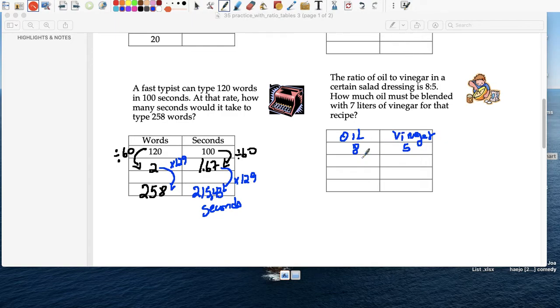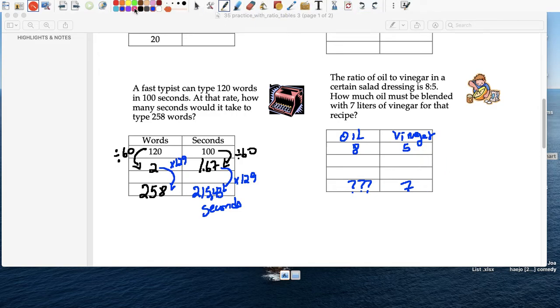So if you're going to use 7 parts vinegar, how much oil? ¿Cuántos oil necesitas tú? Okay, so that's the question. Well, is there a side to side? 5 goes to 5 to 8. Is there a side to side relationship? No. Is there 5 to 7? Is there a relationship times something? No. So we have to make a new ratio here.